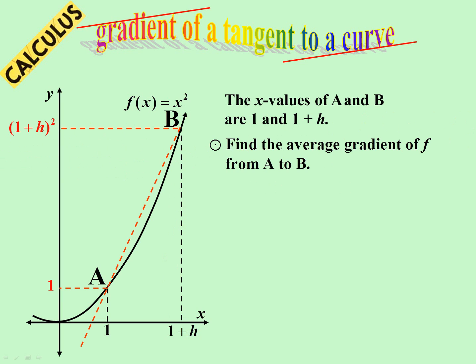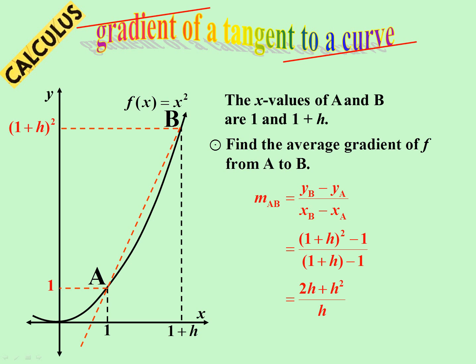Find the average gradient from A to B. Well, that's the gradient formula: y_B minus y_A over x_B minus x_A. Change in y over change in x. And that simplifies to 2 plus h.